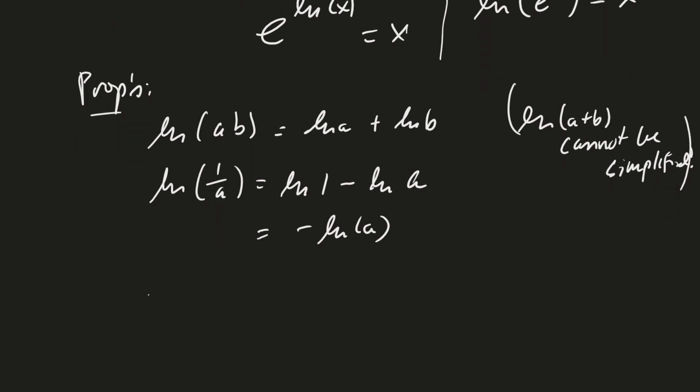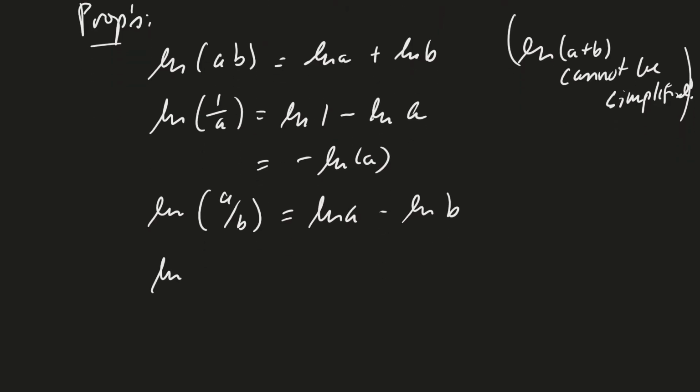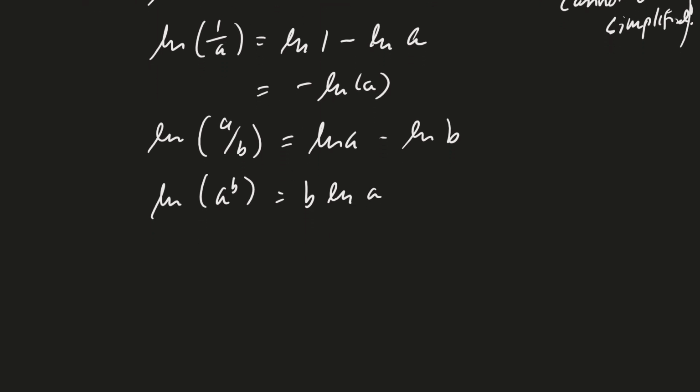Okay, natural log of a over b is similar. And then natural log of a to the b. This is an important one. It's b natural log a. Good. Finally, if I take log base a of b, another way to write that, if I were to use a calculator, is to take natural log of b divided by natural log of a.